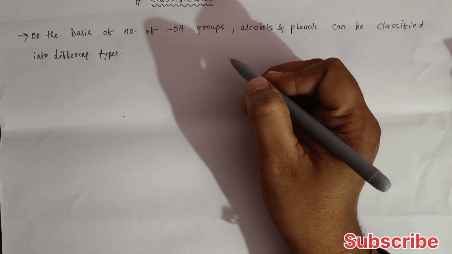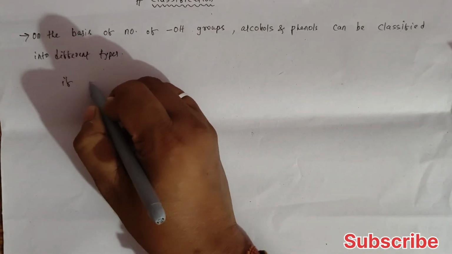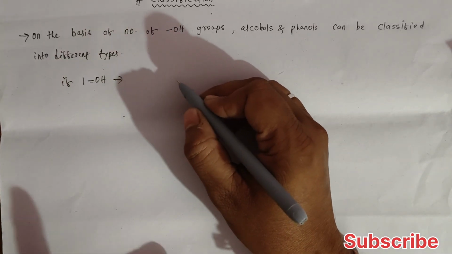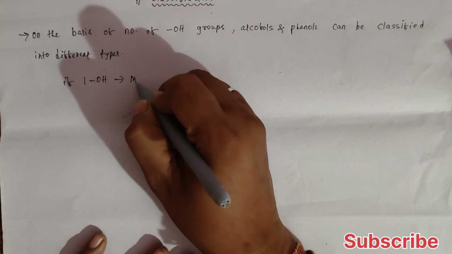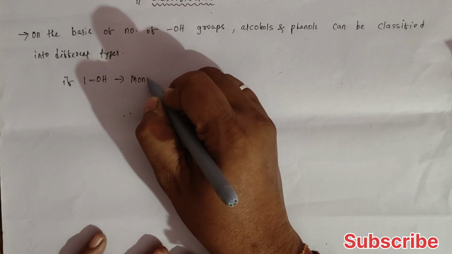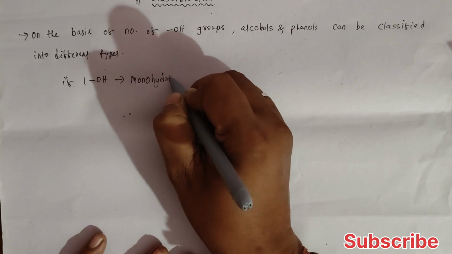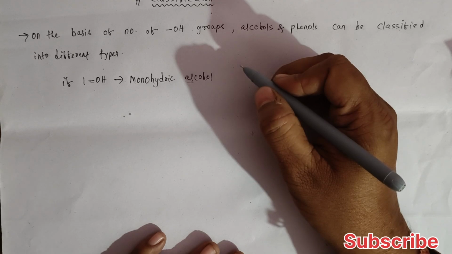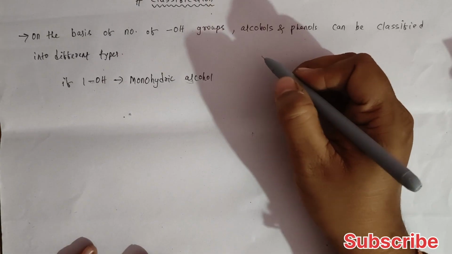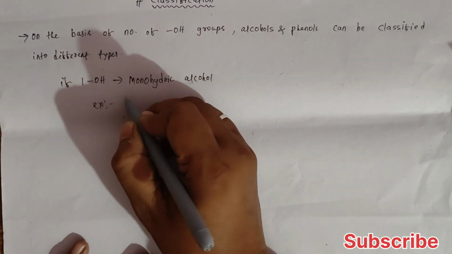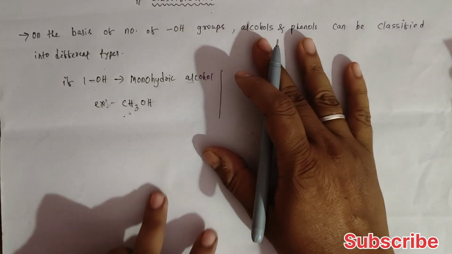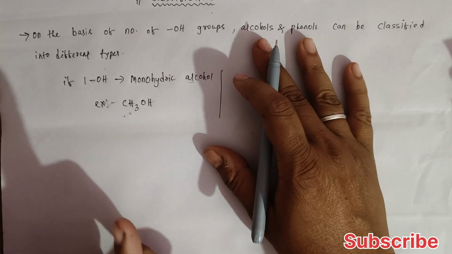It's very simple for all of you. If the alcohol or phenol contains only one OH group, then that kind of alcohol or phenol is called a monohydric alcohol. Okay, it is clear to all of you. When the alcohol contains one OH group, it is called a monohydric alcohol. Let us take an example. Here the example is CH3OH. This is called methanol. As you clearly see here, this compound contains one OH group.